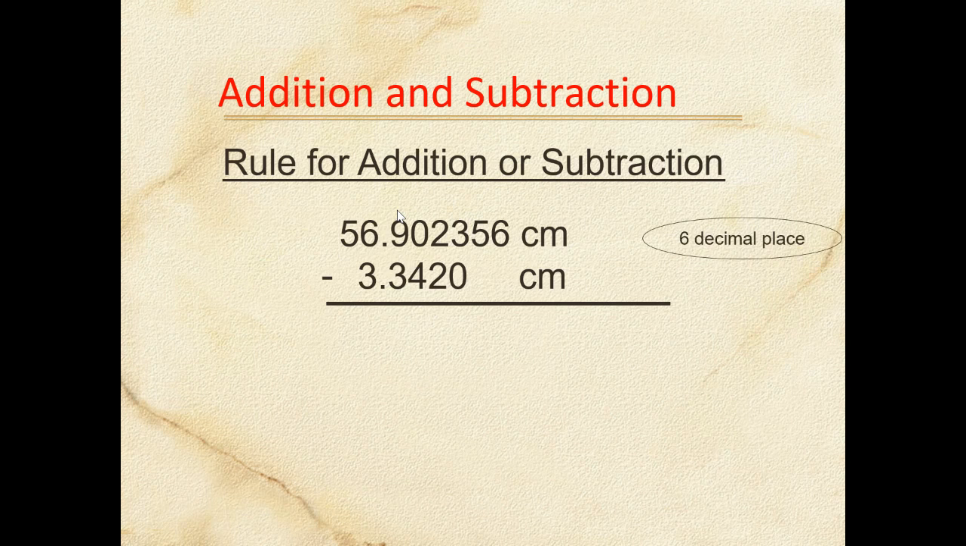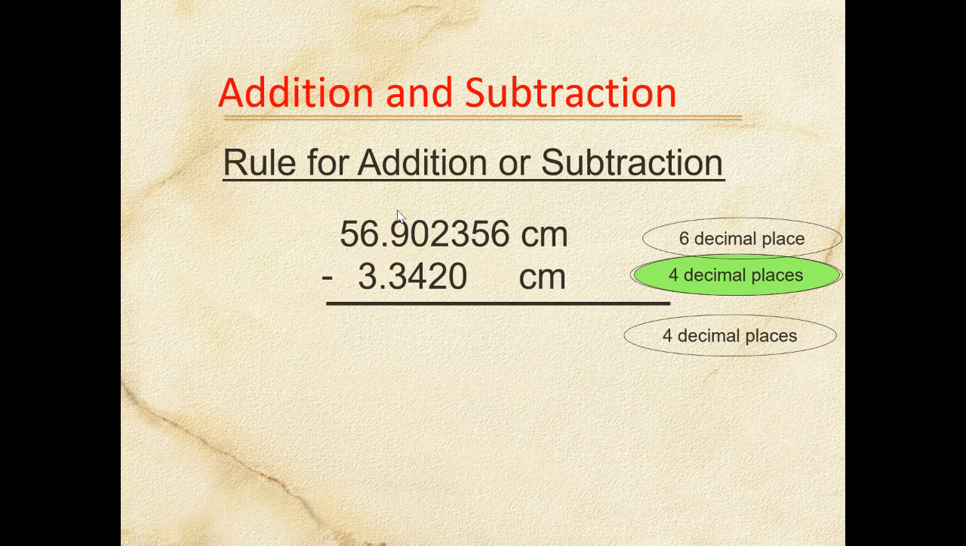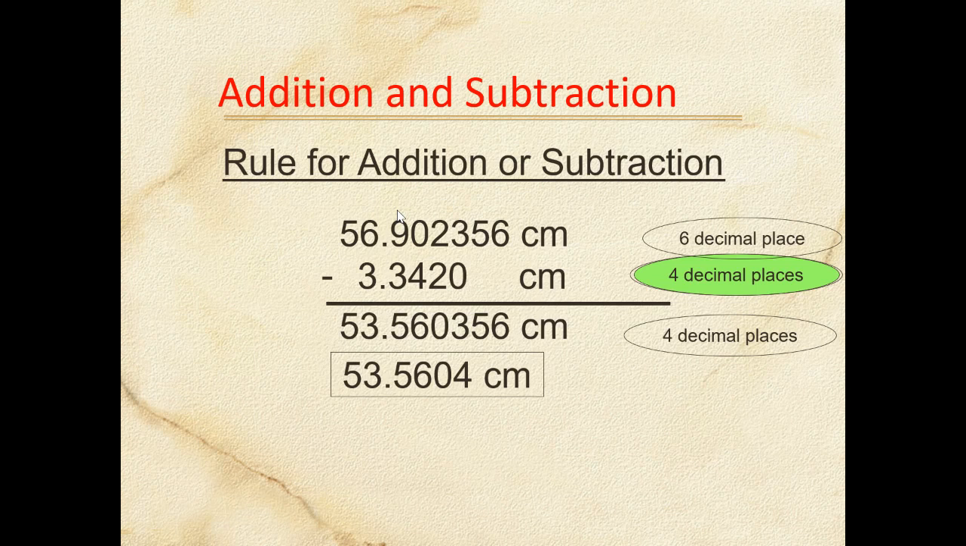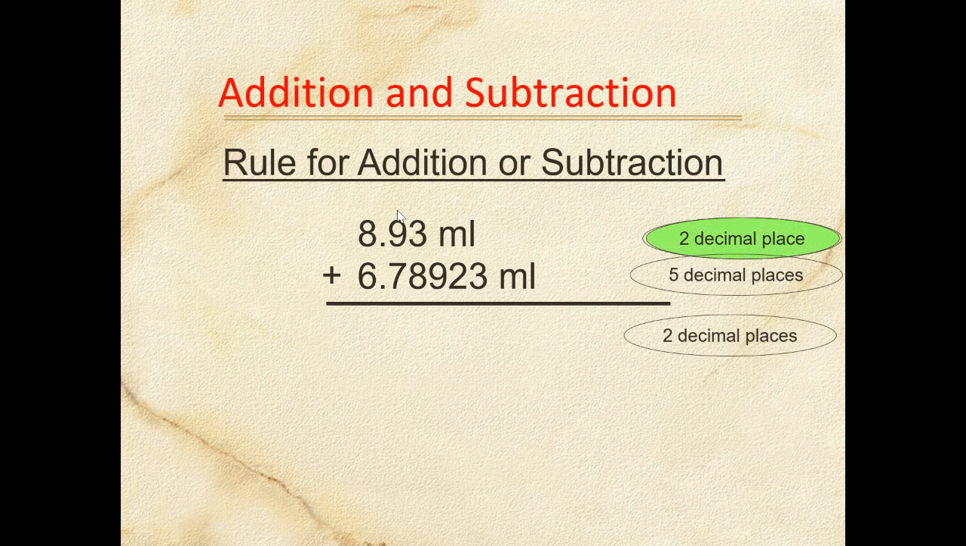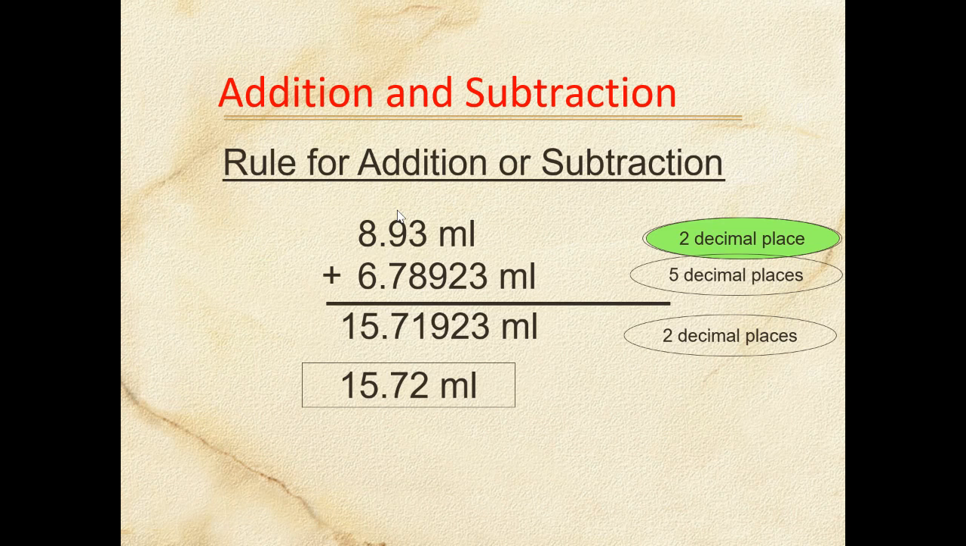So if we're going to try this again, we have 6 decimal places in the first value, 4 decimal places in the second value. 4 decimal places is our least precise number. So our answer will end up being rounded to 4 decimal places. So we have our full answer there, our calculated answer, and then our rounded answer below. Notice that we rounded the 3 up from a 3 to a 4 because of that 5 after. Again, practice. 2 decimal places, 5 decimal places. 2 is the least, so it's going to be 2 in the answer. We get our calculated answer, and then our rounded answer, 2 decimal places.